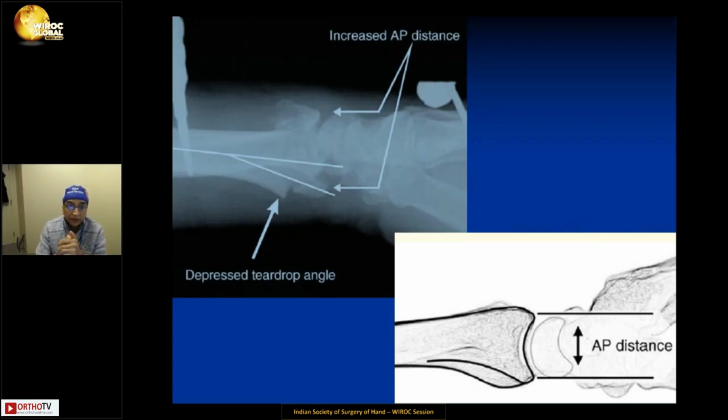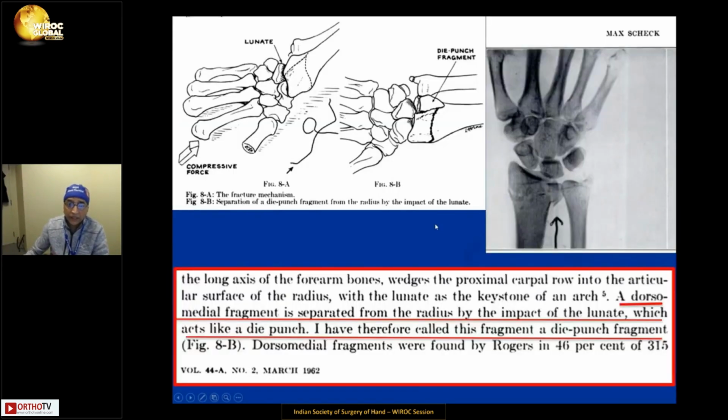If the AP distance is increased, it usually indicates impaction injury to the intermediate column, and that is usually accompanied by a depressed teardrop angle. The final radiographic parameter that I pay attention to is the dorsal lunate corner of the radius, which is correctly known, by Max Scheck in 1962 when he described it, as the die punch fragment. So the die punch fragment is really critical to understand. It's the dorsal ulnar corner of the distal radius, not any part of the distal radius. The dorsal ulnar corner is the die punch.